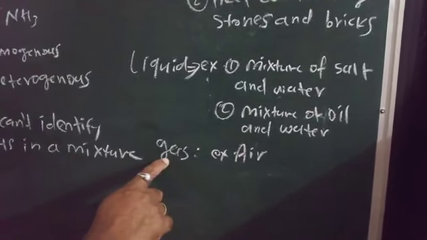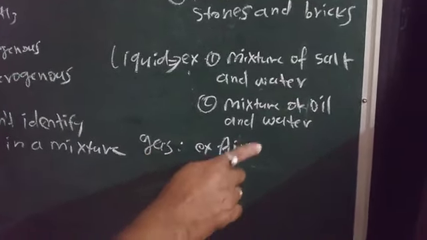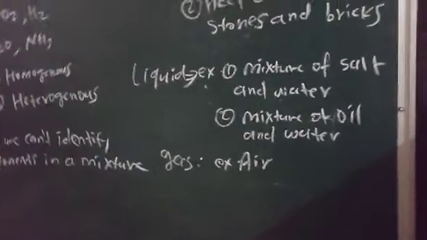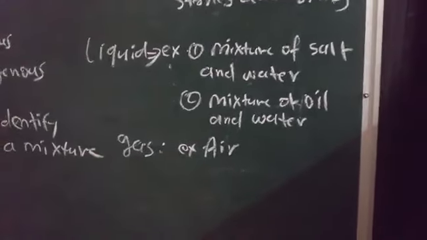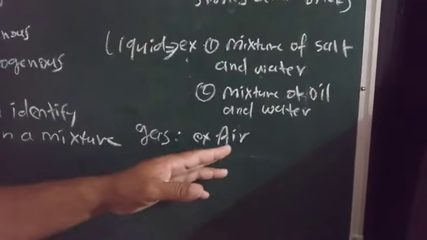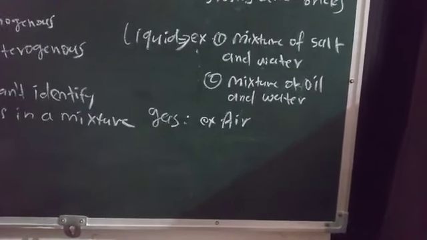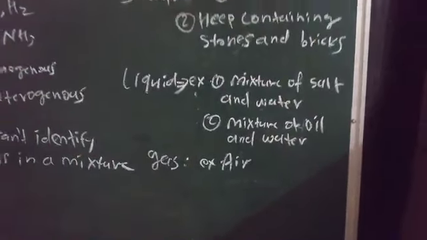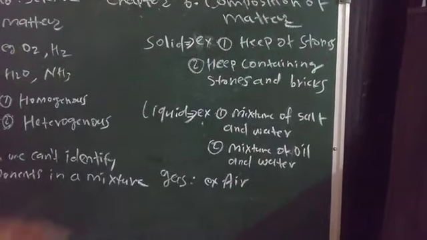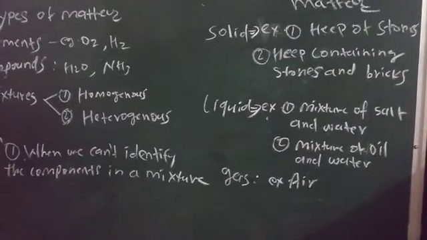And in the gaseous state, an example is air. Air is also a homogeneous type of mixture, because in the air we cannot identify which is the oxygen, which is the nitrogen, or the different types of gases. So these are the examples of homogeneous and heterogeneous mixture.